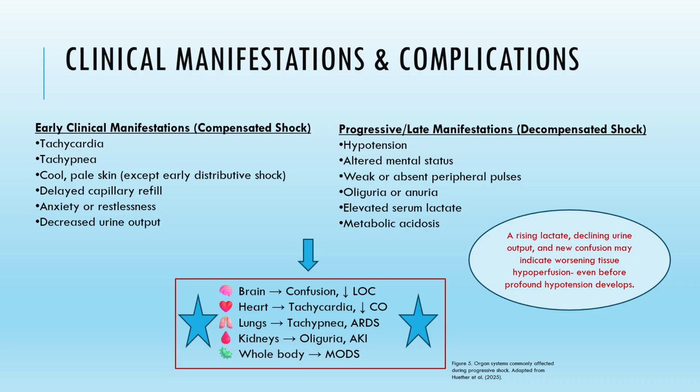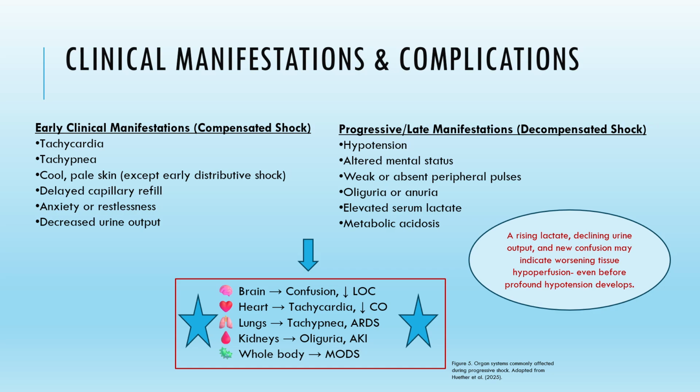Continued hypoperfusion can lead to serious complications involving nearly every organ system. Common complications include acute kidney injury due to reduced renal blood flow, acute respiratory distress syndrome resulting from widespread inflammation and increased pulmonary capillary permeability, disseminated intravascular coagulation caused by abnormal activation of the coagulation cascade, myocardial ischemia due to inadequate coronary perfusion, and ultimately multiple organ dysfunction syndrome, or MODS, which remains one of the leading causes of death in patients with severe shock.